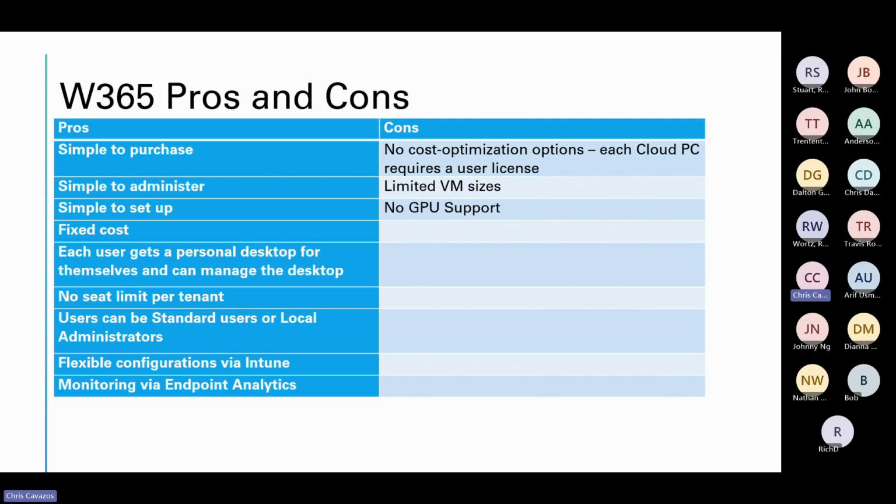Again, if you're familiar with Intune, all you have to do is build your provisioning policy, make sure your licensing on the back end is correct, and then just deploy that provisioning policy to your users. And as long as the licensing is good, they'll have a Cloud PC available. Simple to set up. And this is another big thing: simple to administer, simple to set up, and fixed costs are the biggest selling points of Windows 365 in my experience.